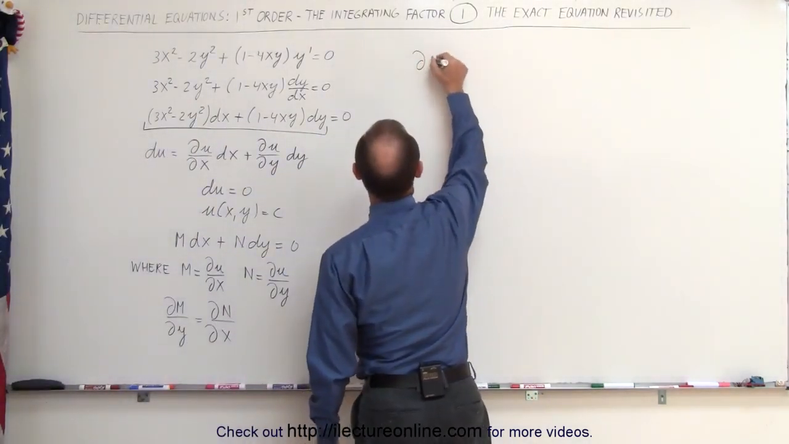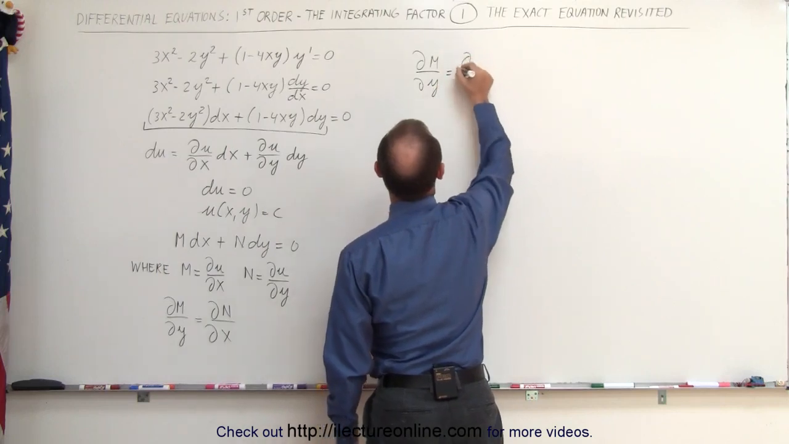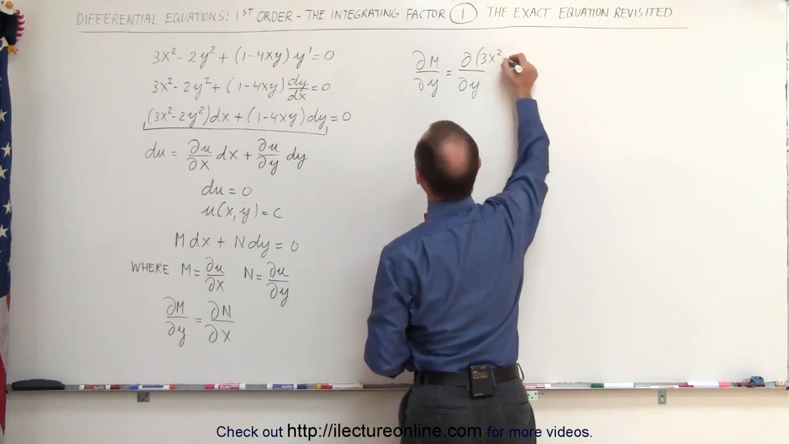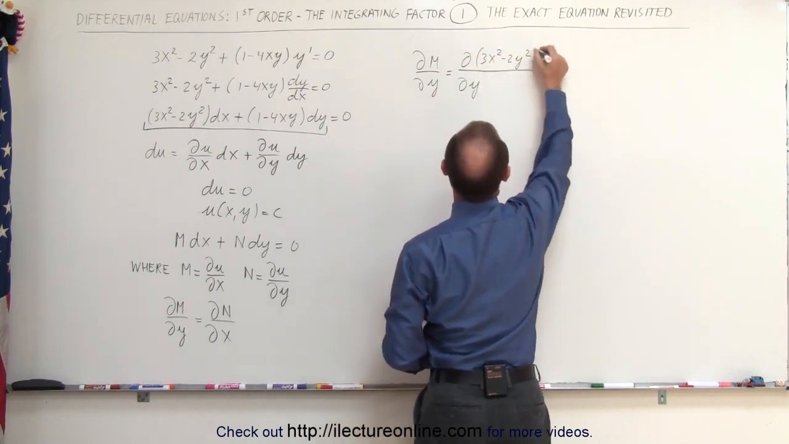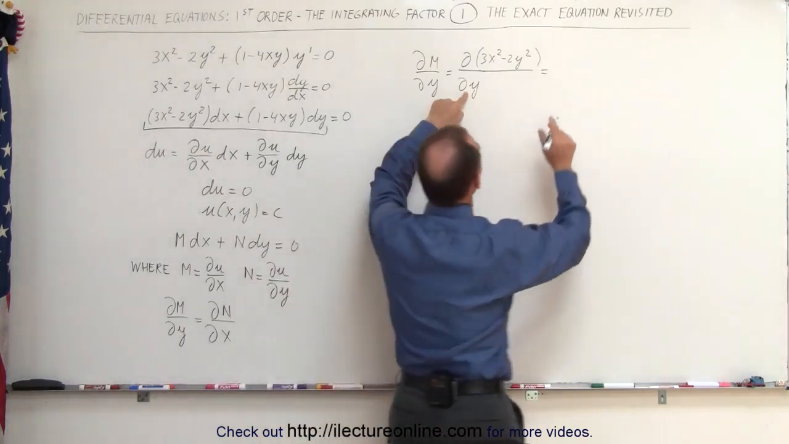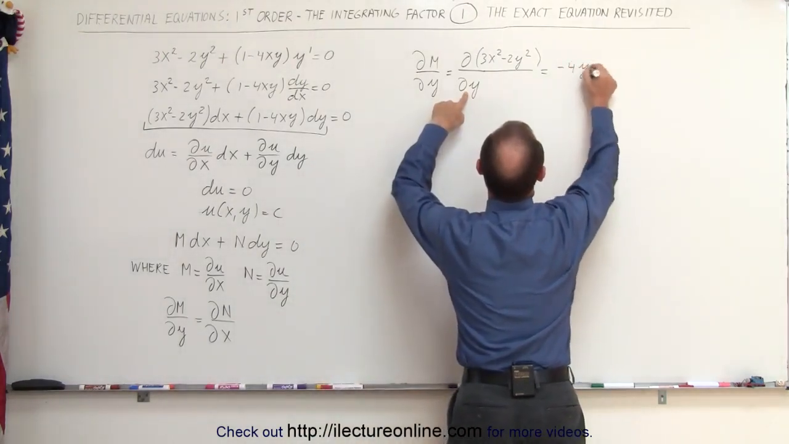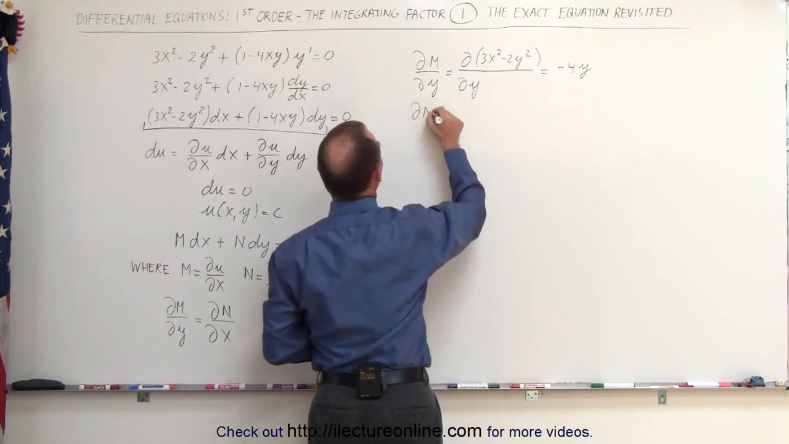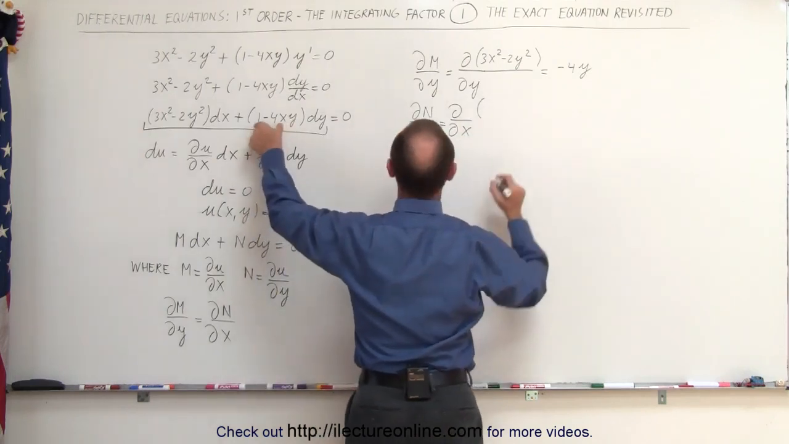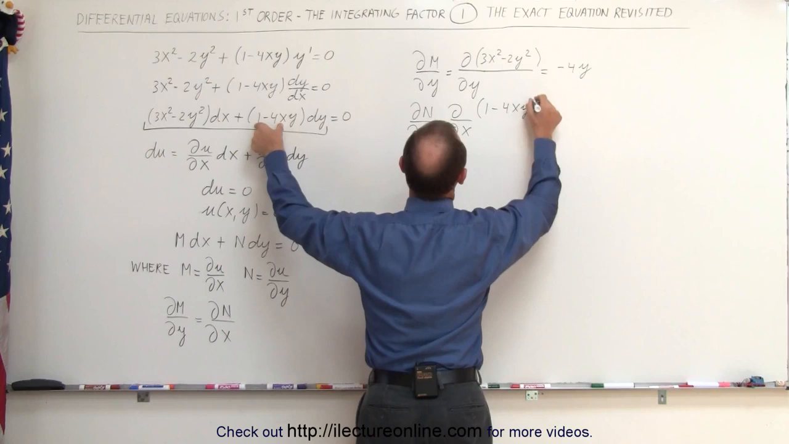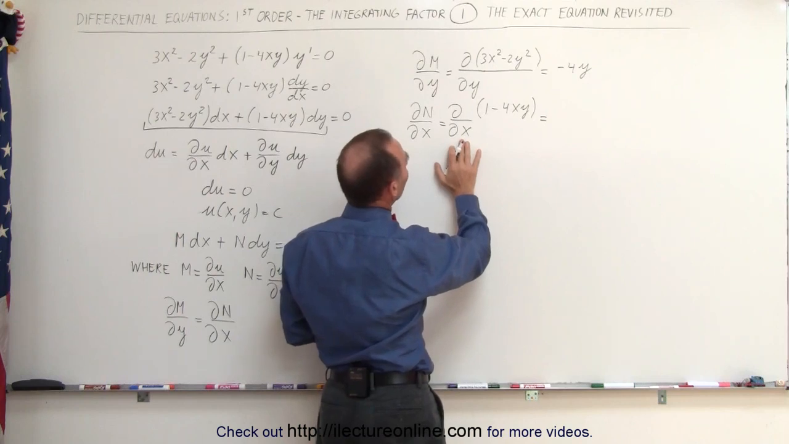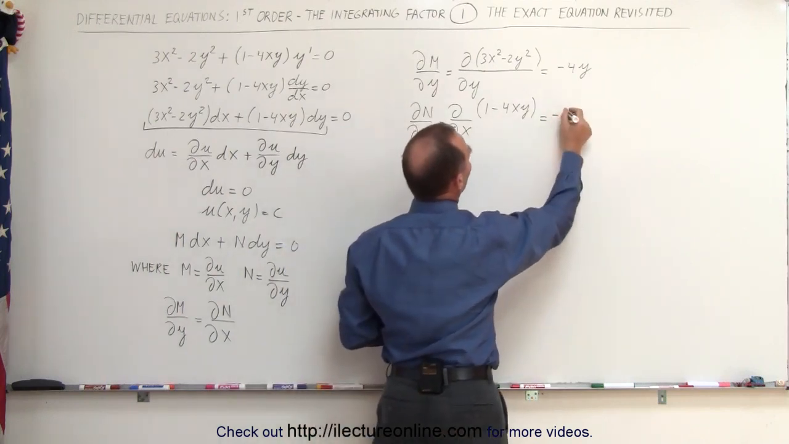The partial of M with respect to y is the partial with respect to y of this quantity, 3x squared minus 2y squared. Let's do that real quick. Since x is a constant in this case and only y is the variable, this becomes minus 4y. Then the partial of N with respect to x is the partial with respect to x of the quantity 1 minus 4xy. Remember, in this case y is a constant and only x is a variable, so that would be minus 4y.